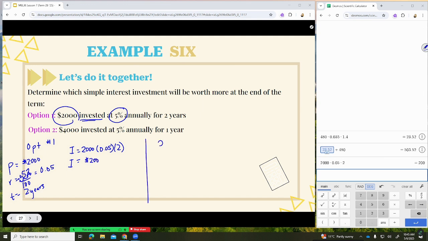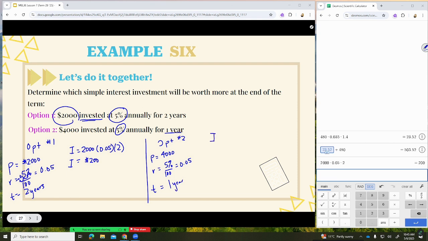What about option 2? Option 2, our P, the principal, is now $4,000. Our rate, it's the same rate. It's 5%. We divide it by 100, gives us 0.05. T, this time, is 1 year. And it's already in years, so we can leave it at that.